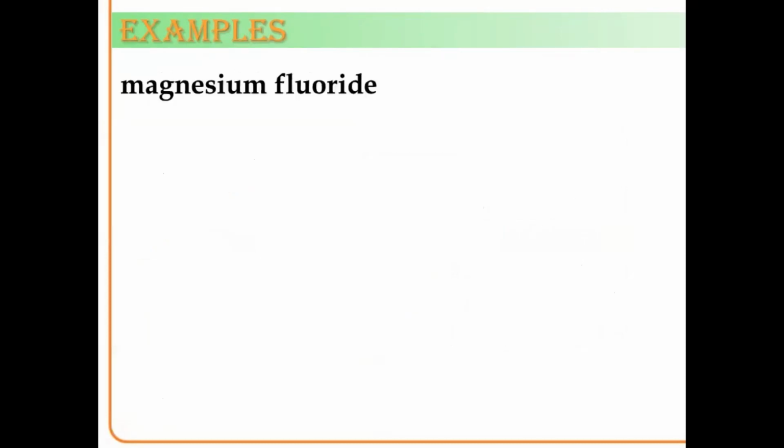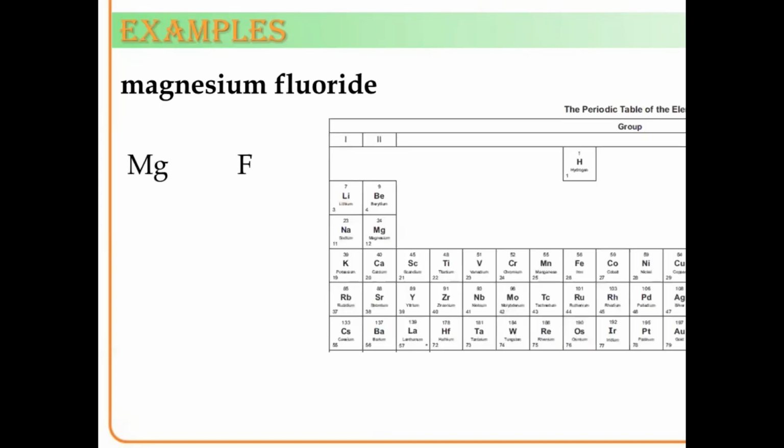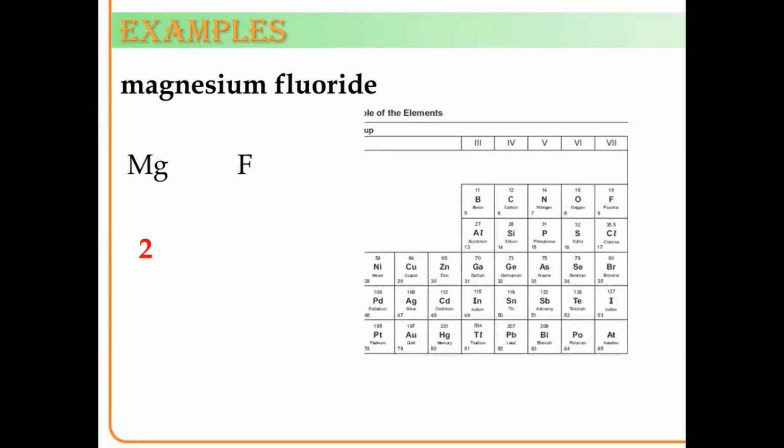Let's look at another example. Here we want to look at magnesium fluoride. We follow the same steps. First thing, we write the symbols of the elements. Next, we need to write down the valencies. We bring in the periodic table, look for Mr. Magnesium, and there is magnesium. Magnesium is in group 2. Therefore, the valency is 2. So I write down the 2 just under the magnesium.